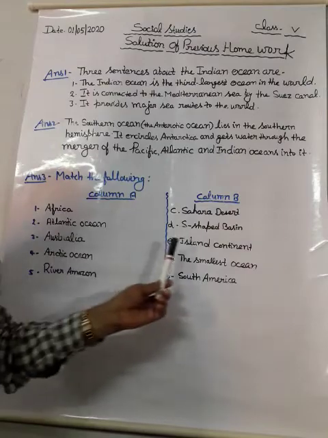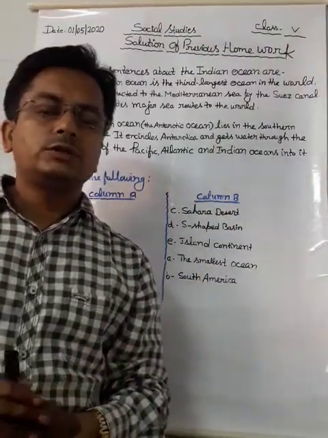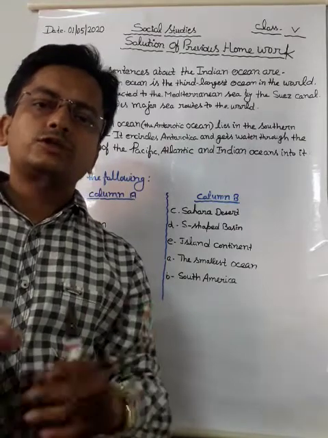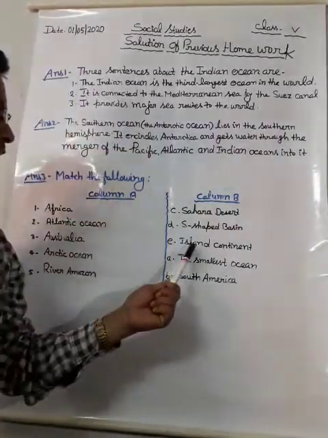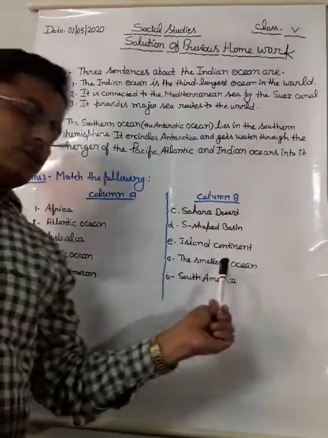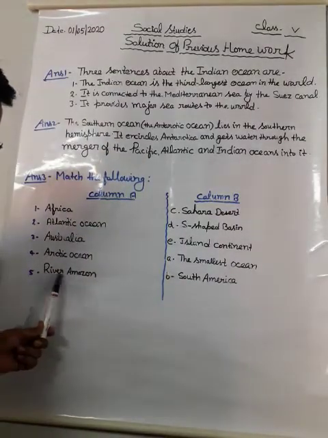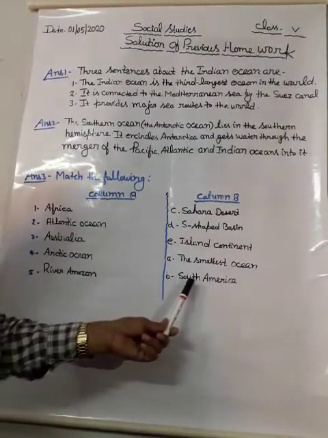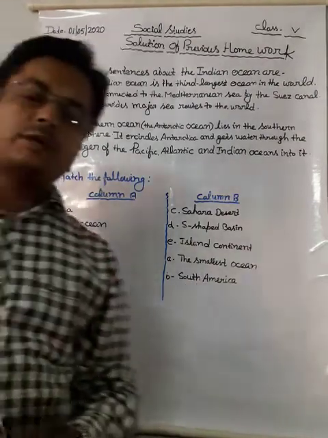Australia, island continent, because Australia is surrounded by water on all sides, so it's called an island continent. Arctic Ocean, it is the smallest ocean of the world. And river Amazon lies in South America.